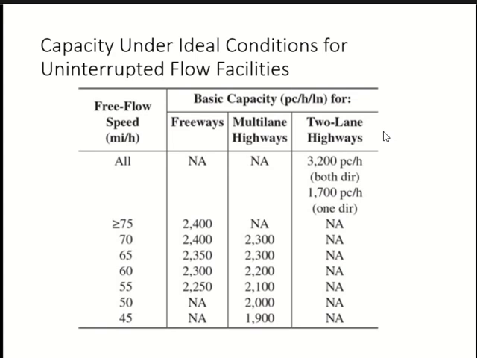If two directions have 3,200 and one direction has 1,600, right? Half, right? What is this? It's a mistake, right? Half of 3,200 is not 1,600? It is or not? This is wrong, right? No. Yes. So why is this?